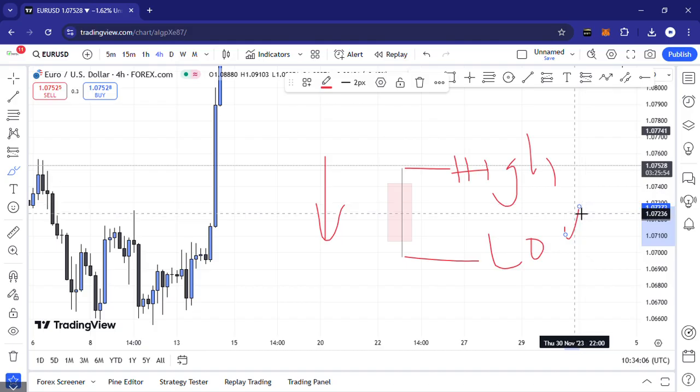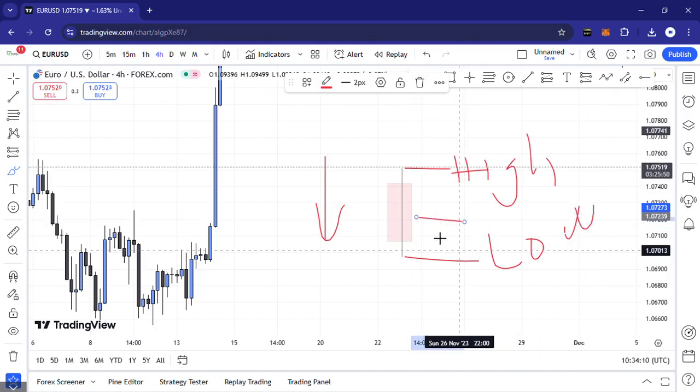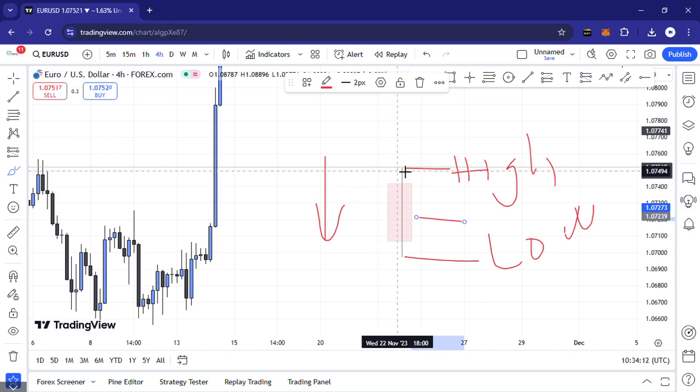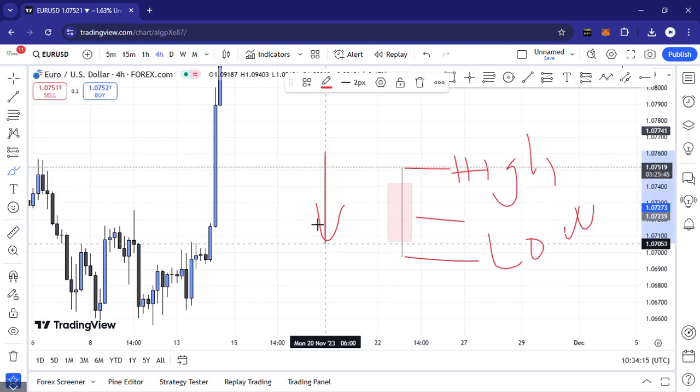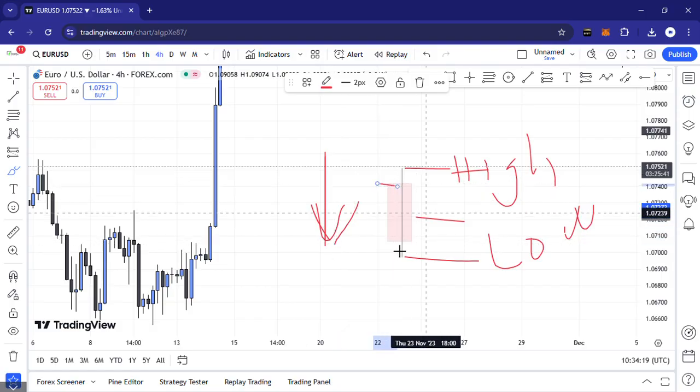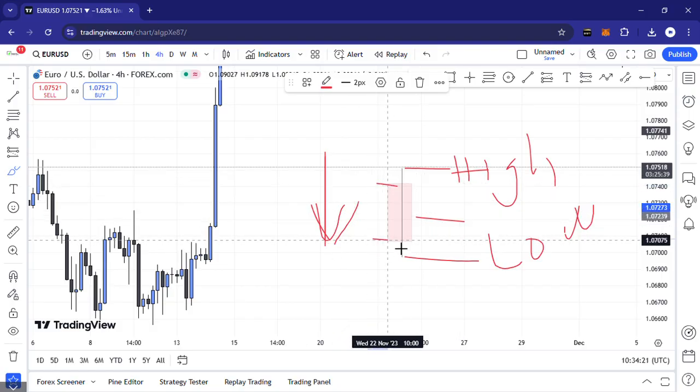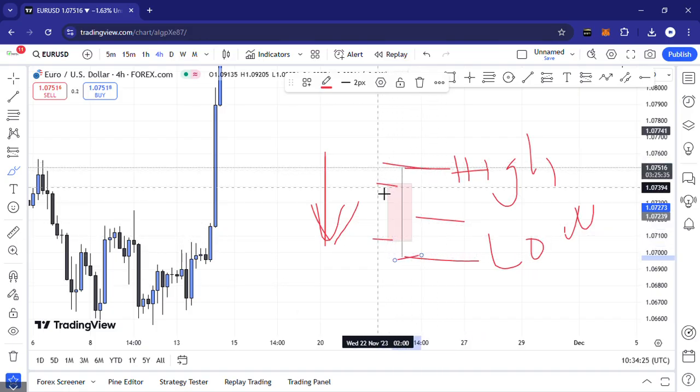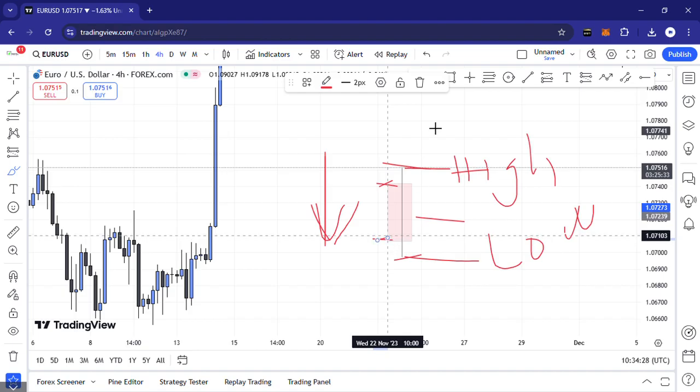So this is the body of the candlestick. Since the market is coming in a downward direction, the market opens here, so this is the open, and this place is the close. This is the high, this is the low, this is the open, this is the close. Please, I don't want you to forget what I just explained.